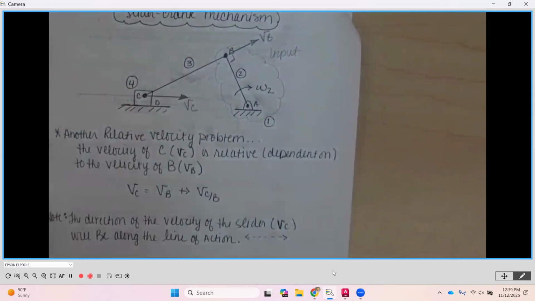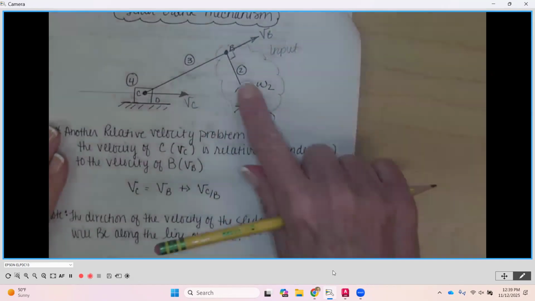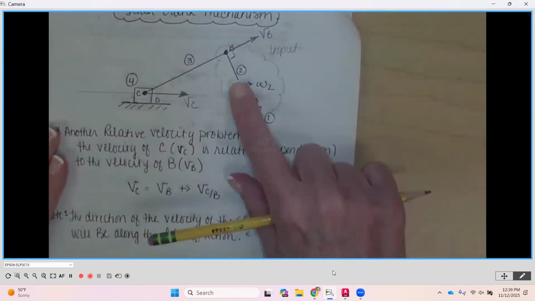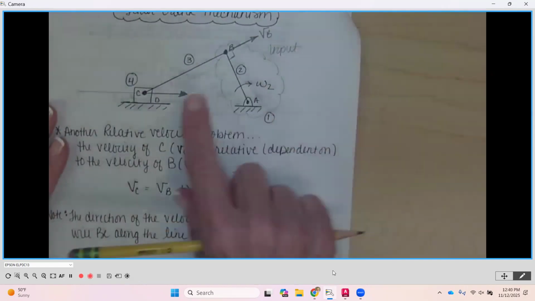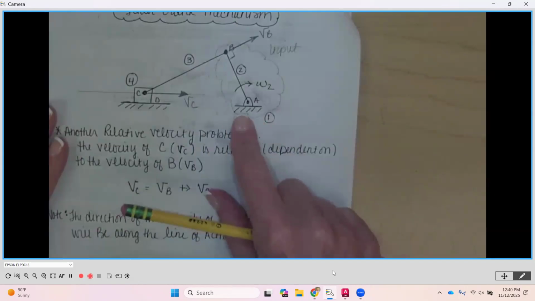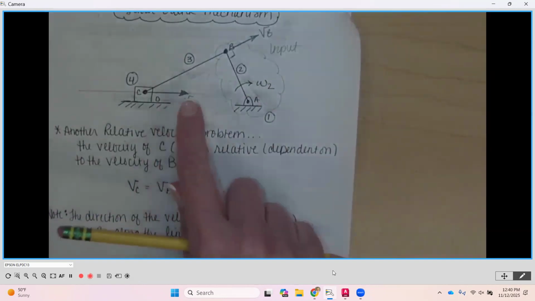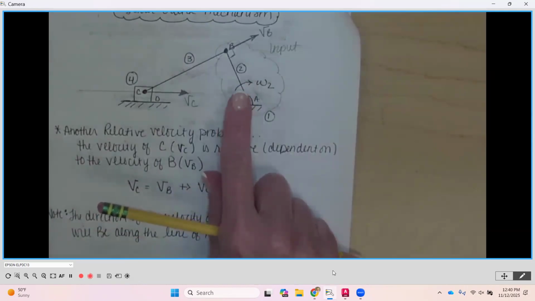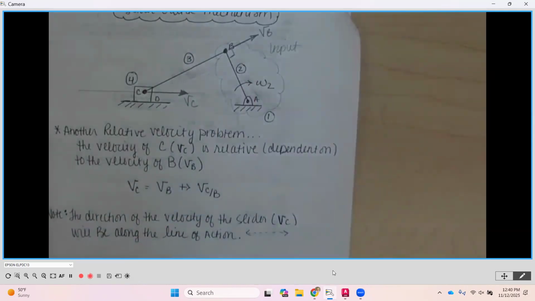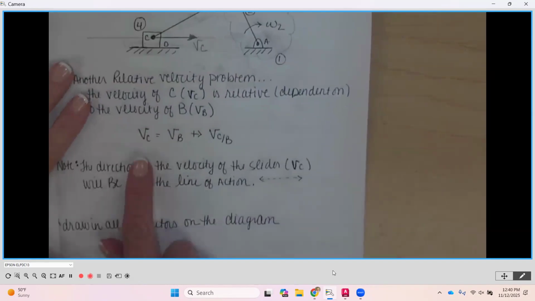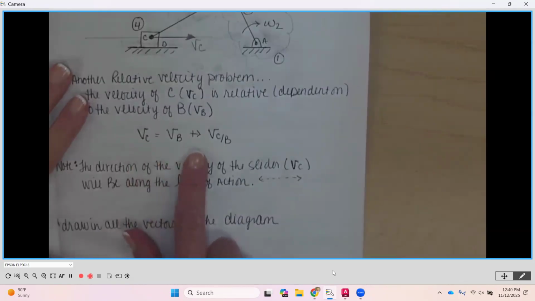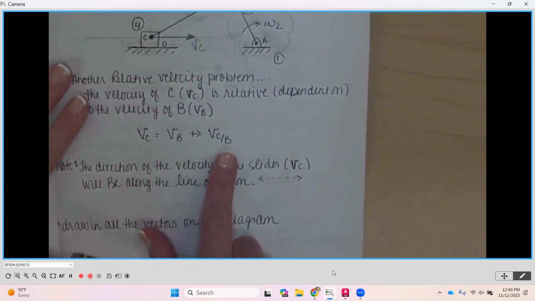But notice that its magnitude is going to be dependent on how fast this is going around. If this is going slow, let's say 100 RPMs, it's not going to move super fast to the right. But if it's going 1700 RPMs, that's going to go pretty fast to the right. So its velocity is dependent on how fast link number 2 is rotating. That's why we say it's relative velocity.